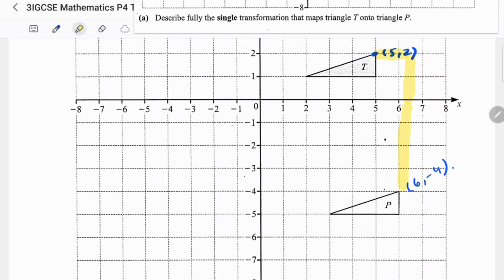I hope you understood how to draw and how to find out and write down whether it is a translation or which type of transformation. So you learned how to translate shapes in transformation. In the next video we will explore another type of transformation.